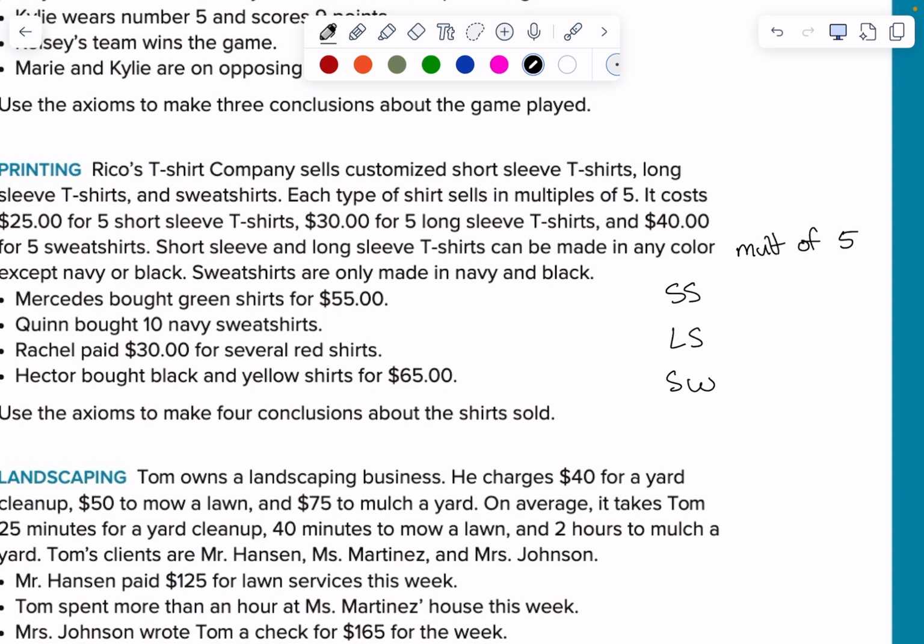Multiples of 5. I can only sell them in multiples of 5. So that means I cannot order 6 or 2. I have to order 5 or 10 or 15 or 20, whatever, right? That makes sense? Multiples of 5 only.